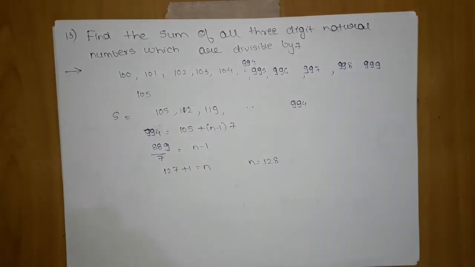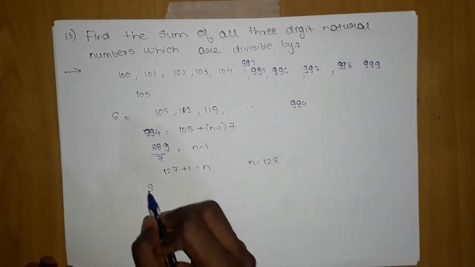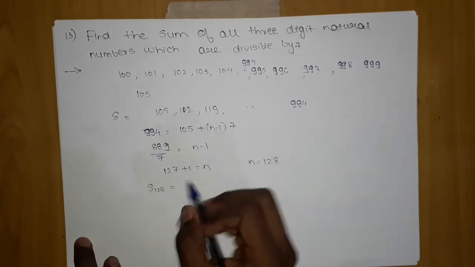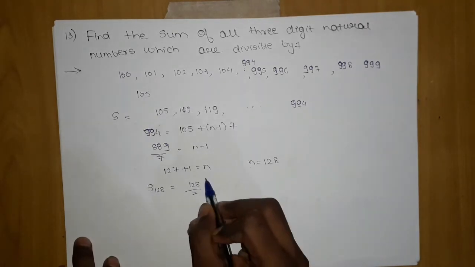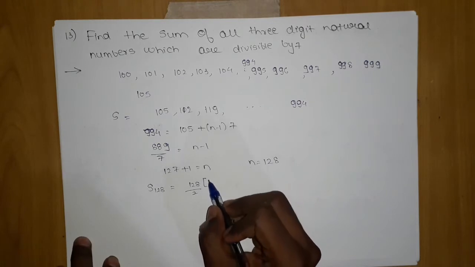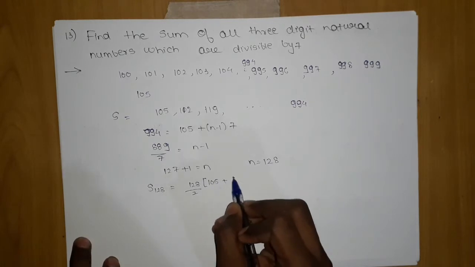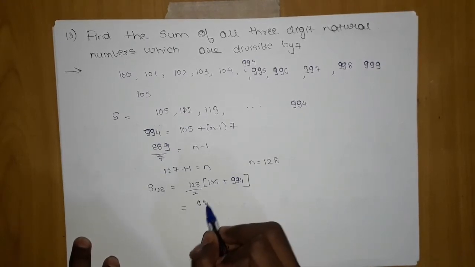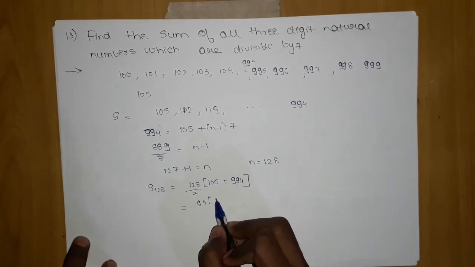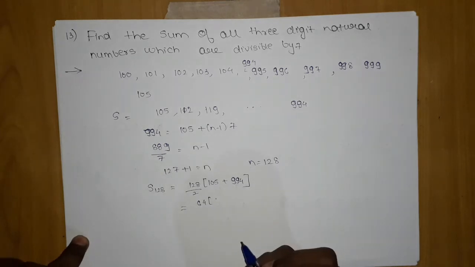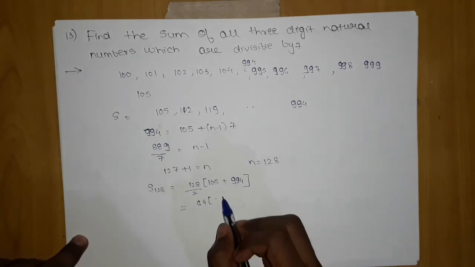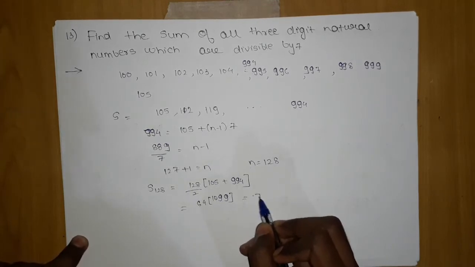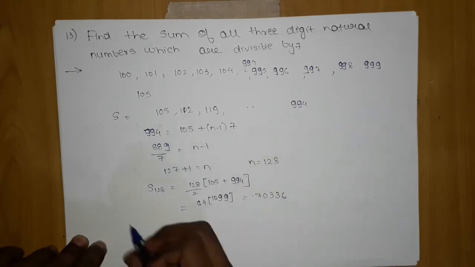After getting n equal to 128, my last job is to get S. S of 128, since 128 terms are there, is 128 by 2 bracket 2a. My first term is 105 and the last term is 994, so I can add them directly. I get 64 into 1099, which gives me 70336. This is our answer.